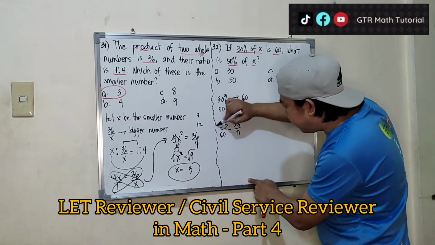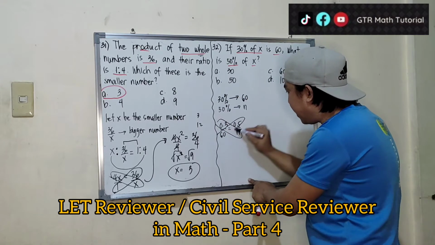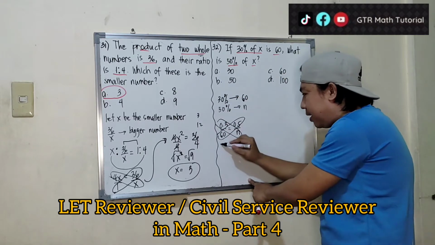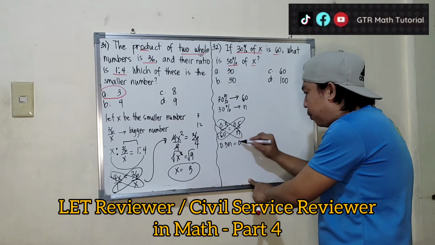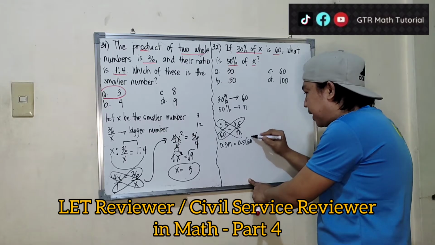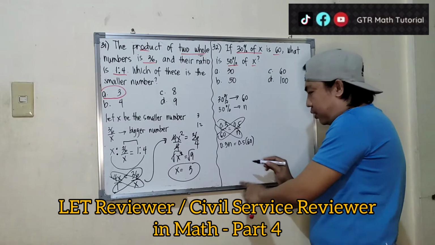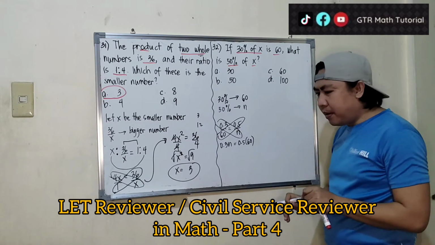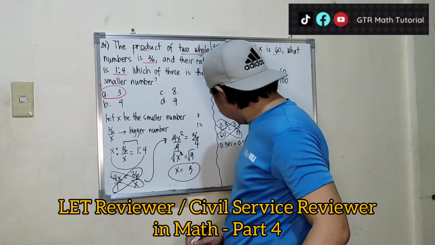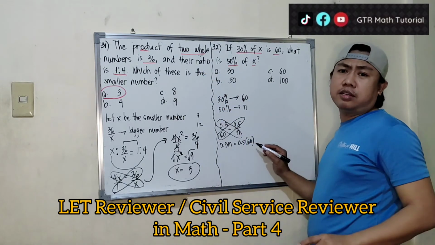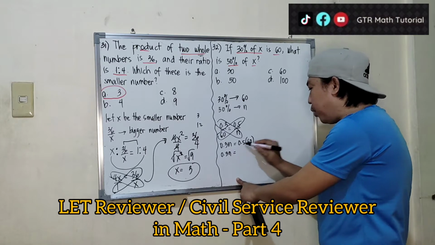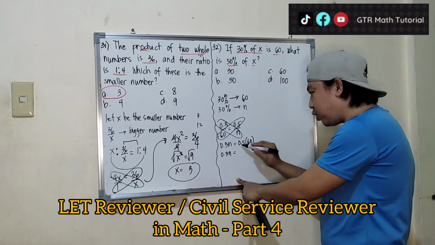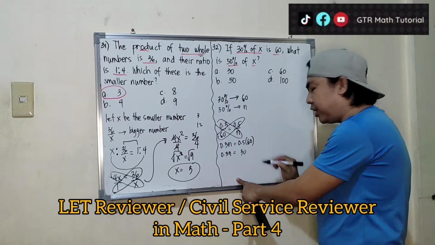So, cross-multiply. Ito yung mas madaling way. Mamaya, ipapakita natin dito sa kabilang side yung isa naman. So, 0.3 n is equal to 0.5 times 60. Okay, so multiply natin to 0.5 times 60, that is 30, no? So kalahati ng 60, that is 30.